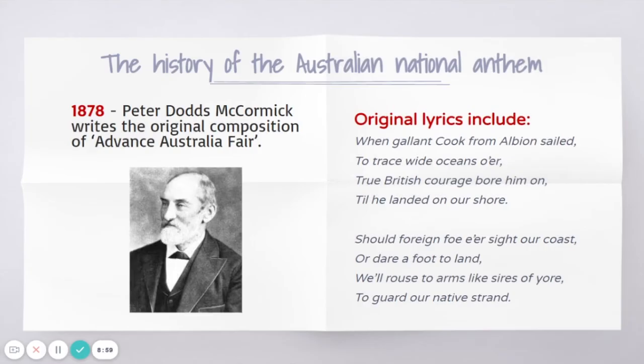So here's a little bit of a history of the Australian National Anthem. It was actually composed in 1878 by Peter Dodds McCormick. Original lyrics include: when gallant Cook from Albion sailed to trace wide oceans over, true British courage bore him on till he landed on our shore. Should foreign foe ever sight our coast or dare a foot to land, we'll rouse to arms like sires of yore to guard our native strand.